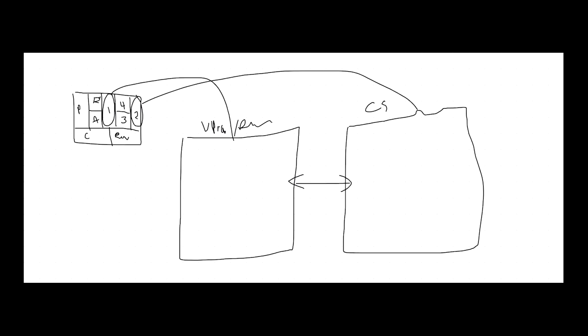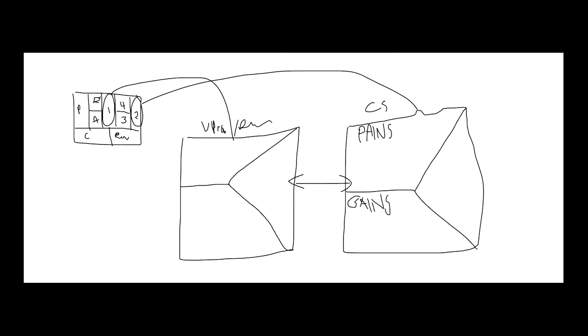So what we're going to do is split these boxes up into 3 different parts. Again, value proposition, and then your customer segments. And you're going to write down on the customer segments: pains, gains, and jobs to be done, which we're just going to put as jobs.